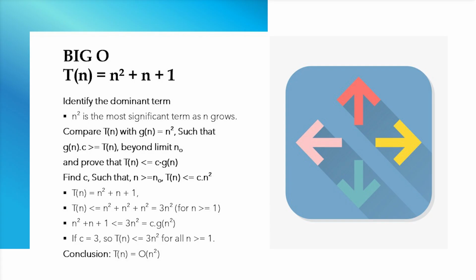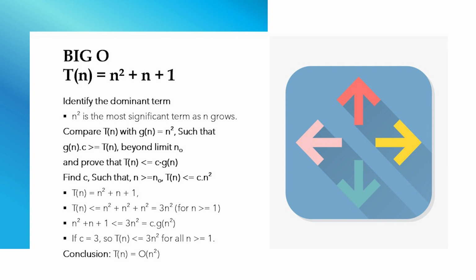To find the big O complexity, we'll compare our function T(n) to a simpler function G(n), such that if we multiply G(n) by a constant C, which is greater than 0, we'll get an outcome greater than or equal to T(n) for all n beyond a certain threshold, which is n0. And the first thing we're going to do is to identify the dominant term in T(n). In this case, as n grows, the n raised to power 2 term becomes much larger than the rest, which is the n term and the constant 1.